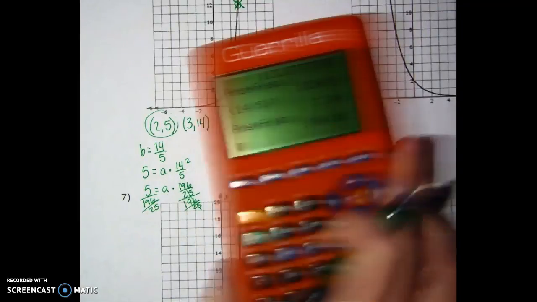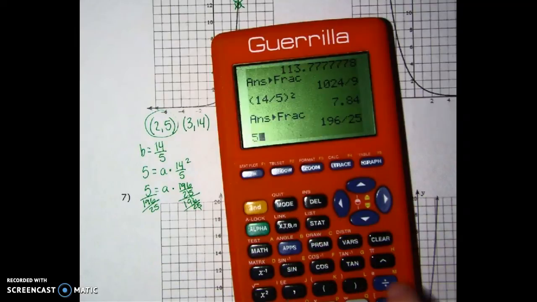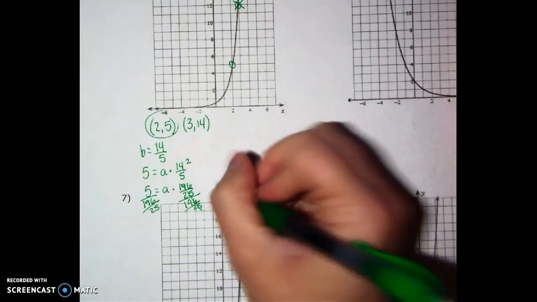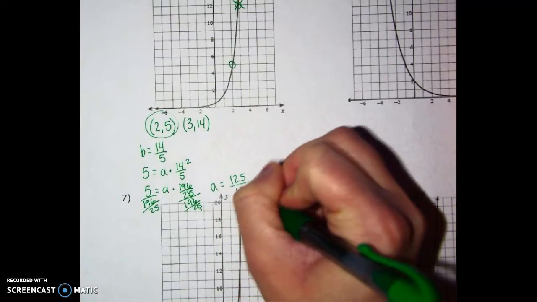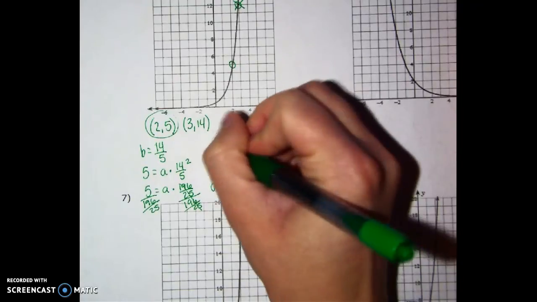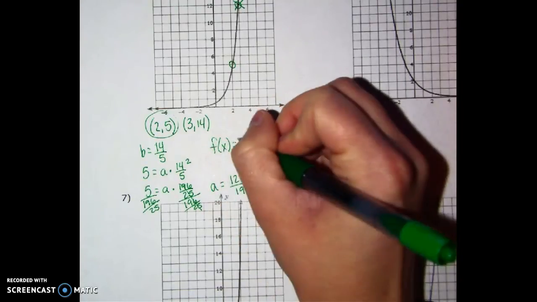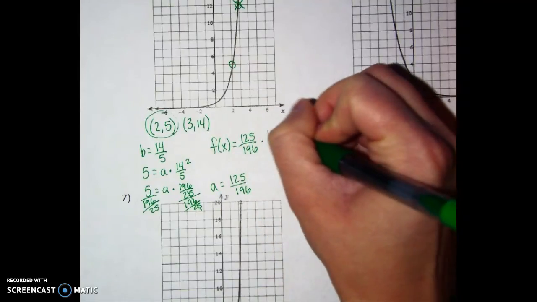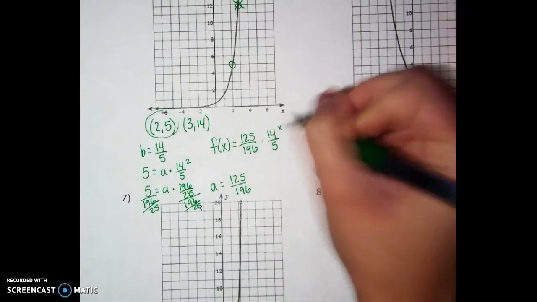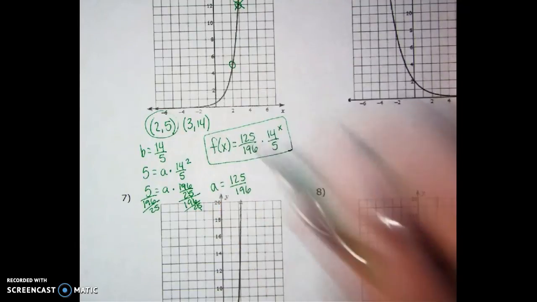I'm hoping for a nicer number here. So 5 divided by 196/25. Well, that's not that good of a number, but we'll take it. So a is 125 over 196. So our equation, f of x equals 125 over 196 times 14/5 to the x. That was fun.